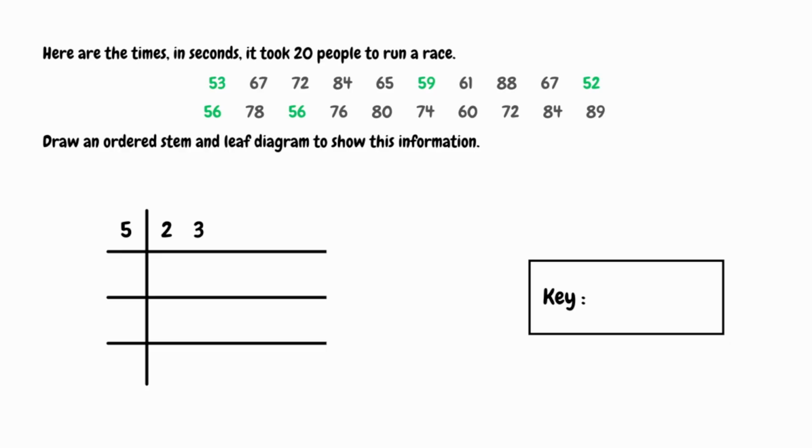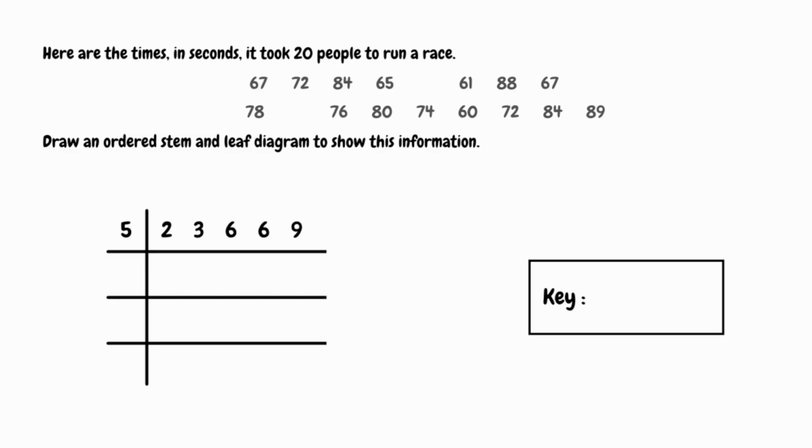So we then have 56, so I'd have a 6 on the leaf side. I've then got another 56, so again, I'm going to have another 6 on the leaf side. And then finally, I've got 59, so we have 9. And that would be all the numbers done in the 50s. So next, we're going to move on to our numbers in the 60s.